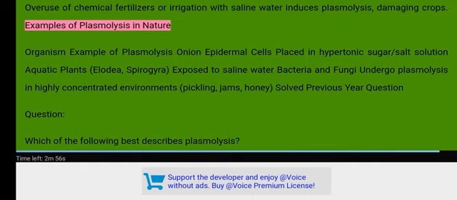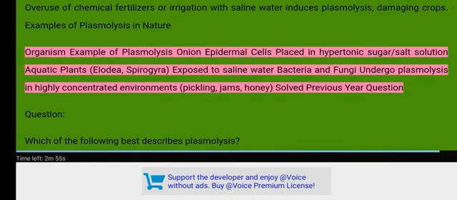Examples of plasmolysis in nature. Onion epidermal cells placed in hypertonic sugar or salt solution. Aquatic plants: Elodea and Spirogyra, exposed to saline water. Bacteria and fungi undergo plasmolysis in highly concentrated environments such as pickling, jams, and honey.